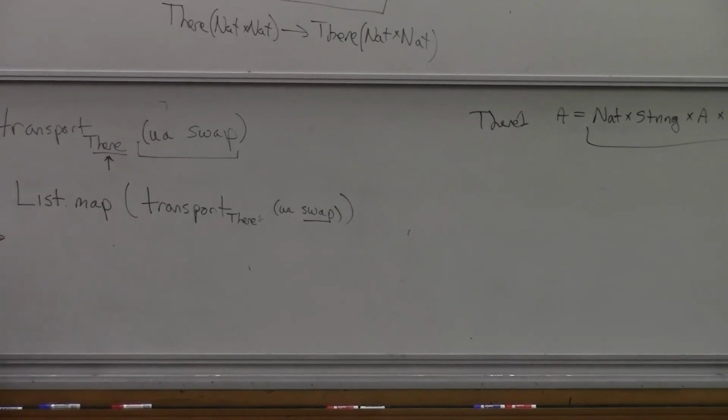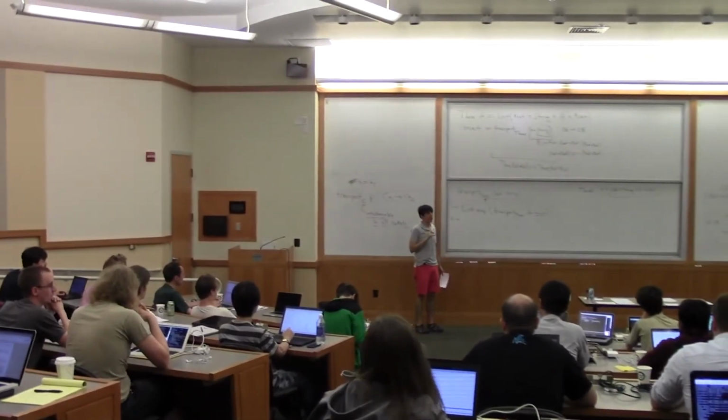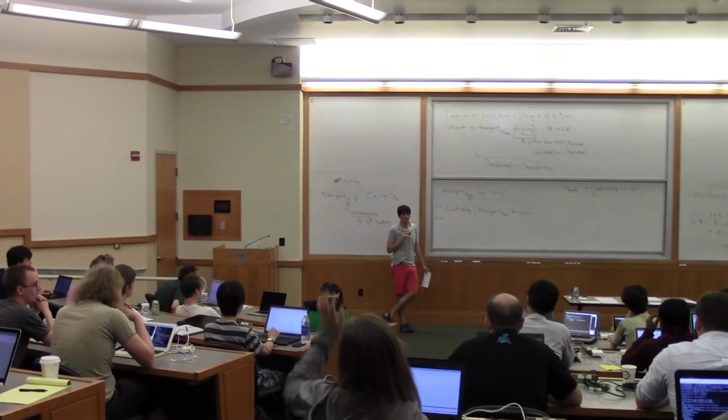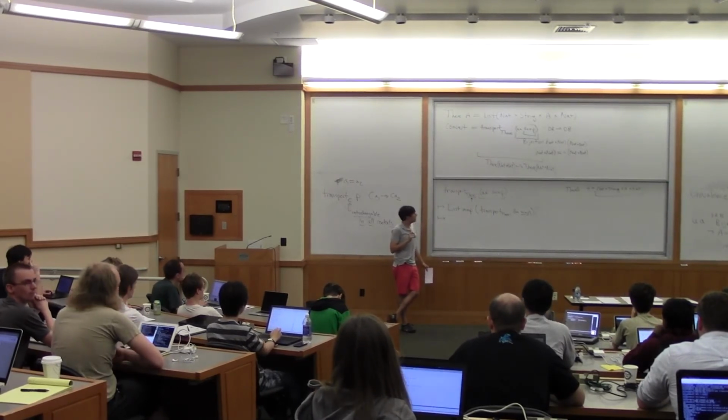Well, you think of transport here as dispatching off the there. Yep, you should think of transport as dispatching. It's kind of ignoring the UA swap bit. Ignore the UA swap, dispatch on the there. Wait, so how does transport find what list.map is? And where does it come from?